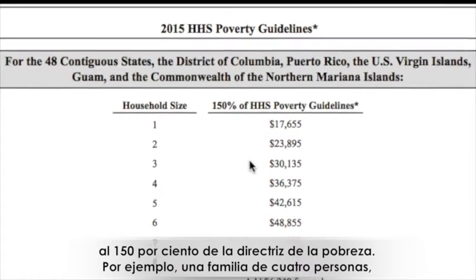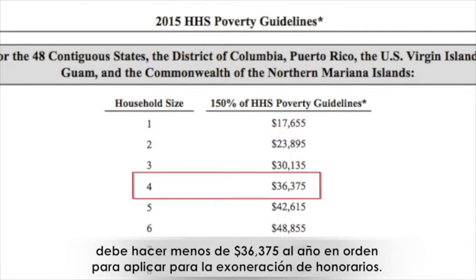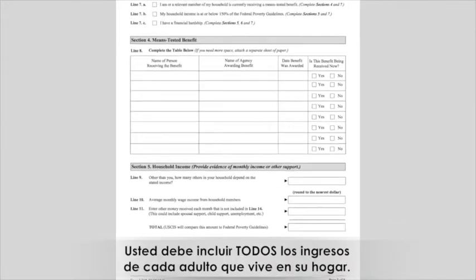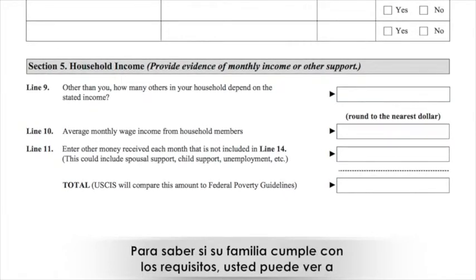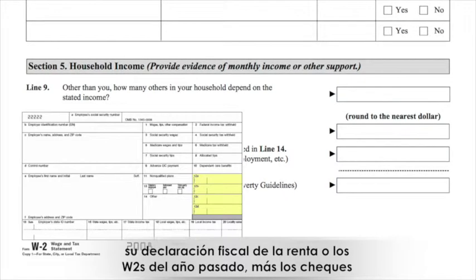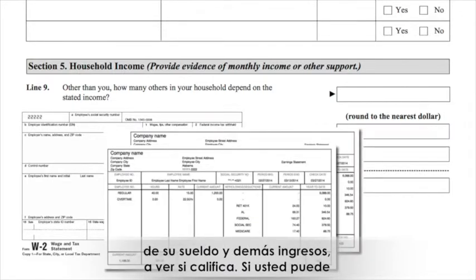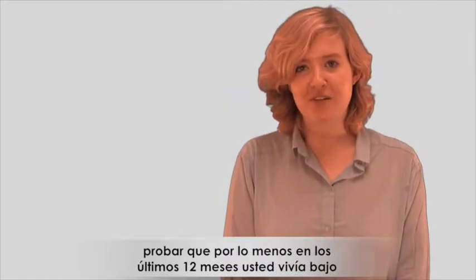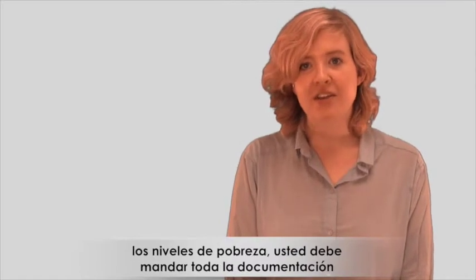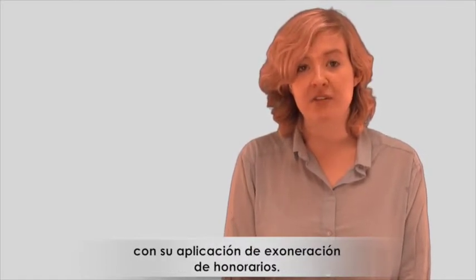For example, if you have a household of 4, you need to make less than $36,375 a year in order to apply for the income eligibility for the waiver. You must include all income from every adult who lives in that home. To find out if your family meets these requirements, you can look at your tax return or W-2s for the previous year, plus paycheck stubs and other income, such as unemployment checks, to see if you qualify. If you can prove that for the last 12 months you were below the poverty level, you must send that documentation in with your fee waiver application.